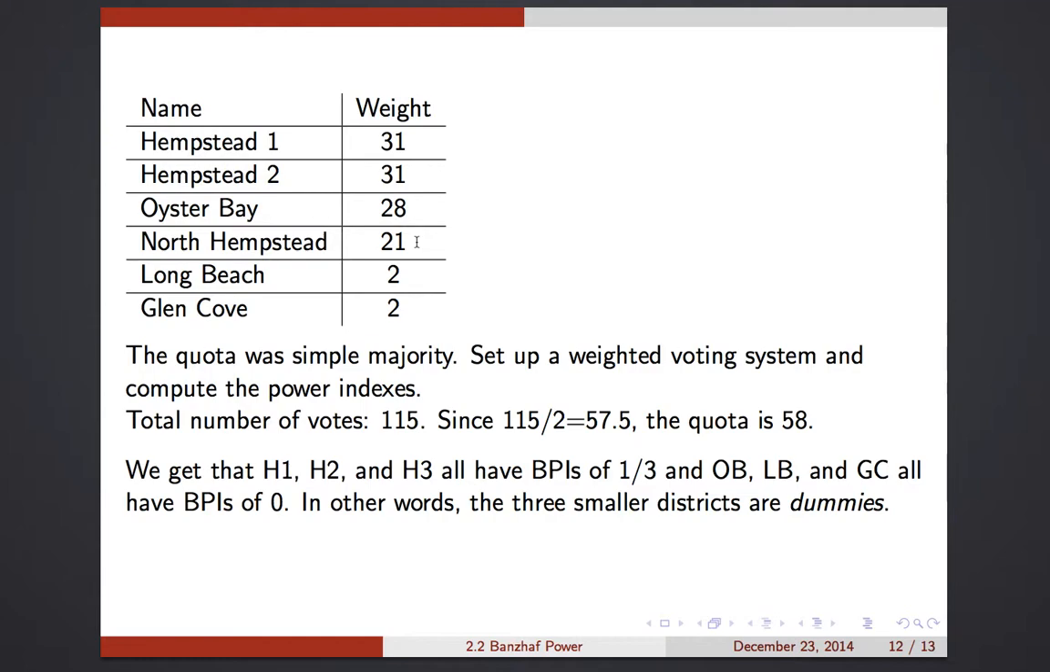Again, I will leave the computations to you, but make sure you understand the big picture of what I'm trying to tell you here. The top 3 players are the only players with power, and they split the power equally. They each have a third of the power. The bottom 3 players have no power. They're dummies. Their BPI is 0.